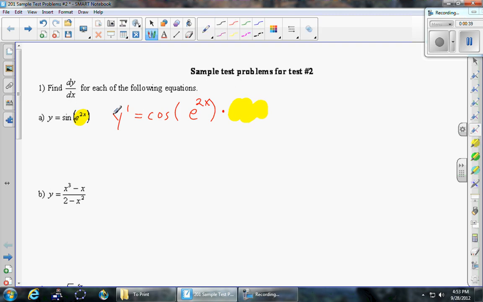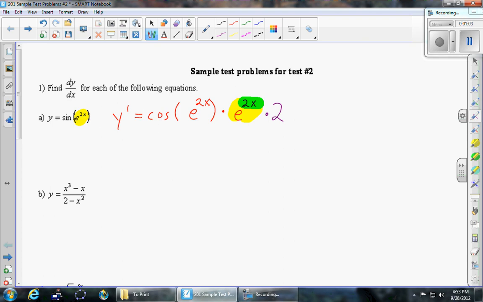So the derivative of e to the 2x, well, this is actually its own chain rule. The derivative of e to the stuff is e to the stuff again, but then times, and now we actually have to pay for the stuff that's up in the power. I'm going to multiply by the derivative of the power. So this is the second chain rule, and the derivative of 2x is 2.